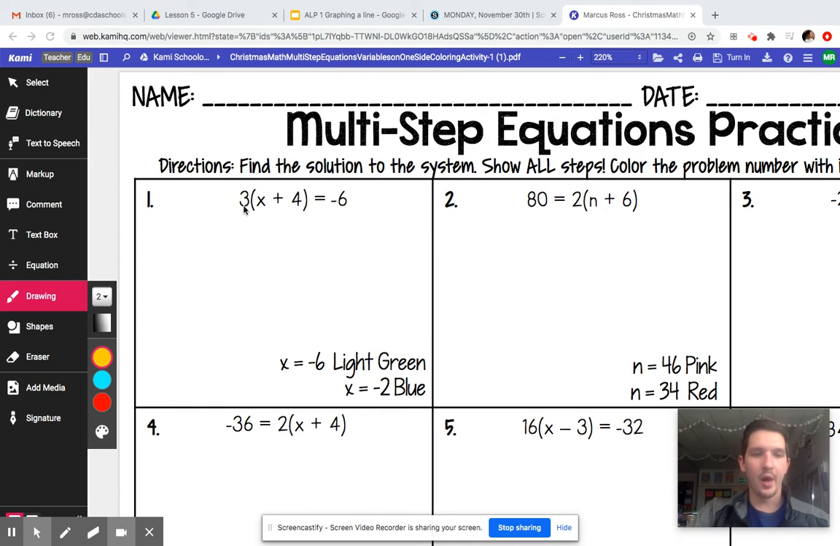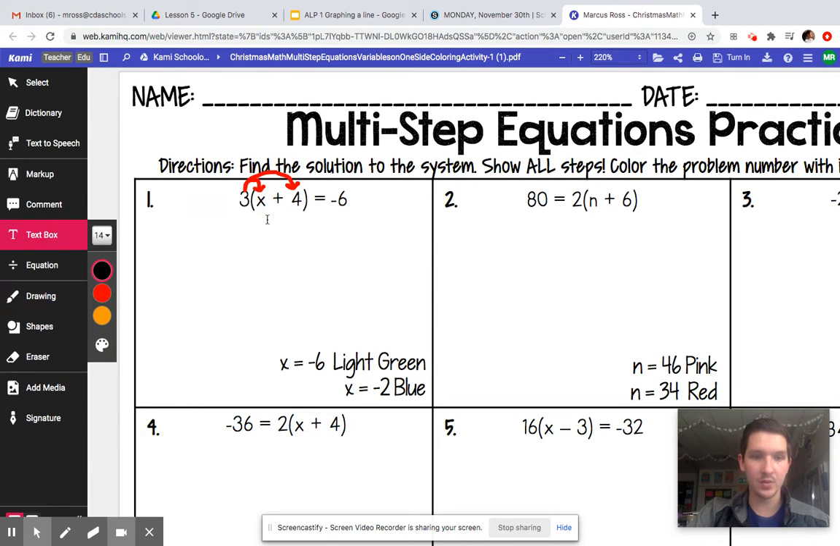Okay, so your very first step that you should ask yourself: can I distribute? How can I get rid of those parentheses? That's our very first step always. And if you have parentheses, your answer is yes, we can distribute. And so you're going to take this outside number and multiply it into both pieces. So 3 times x and 3 times 4. All right, you have to do it to both pieces.